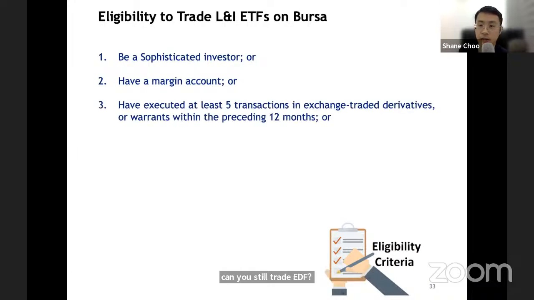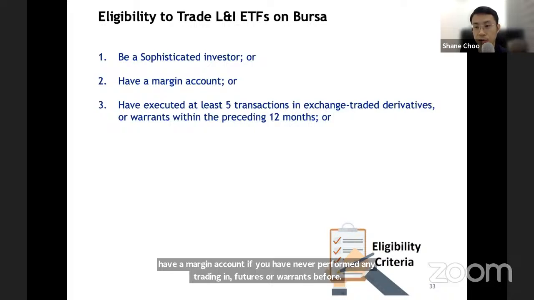You have executed at least 5 transactions in exchange traded derivatives, or you have done more than 5 transactions in warrants within the preceding 12 months. For the past 12 months, you have done 5 transactions in futures or in warrants, be it structured warrants or company warrants. Yes, you fulfill the criteria. If you are not a sophisticated investor, don't have a margin account, and have never performed any trading in futures or warrants before, can you still trade? Yes, then you must fulfill the 4th criteria.